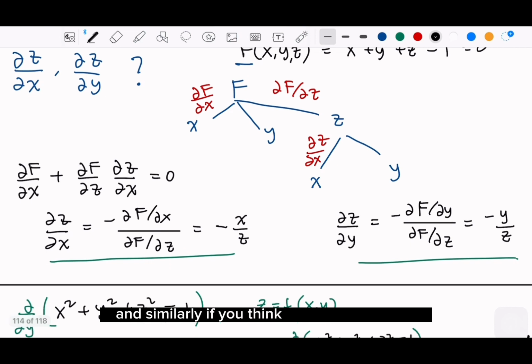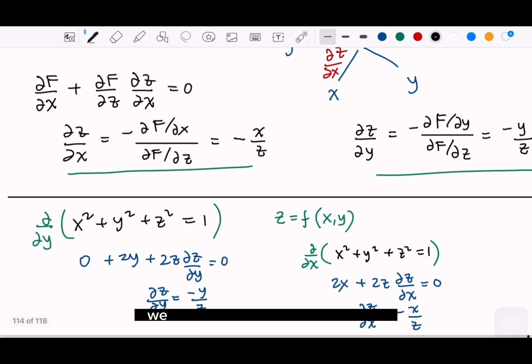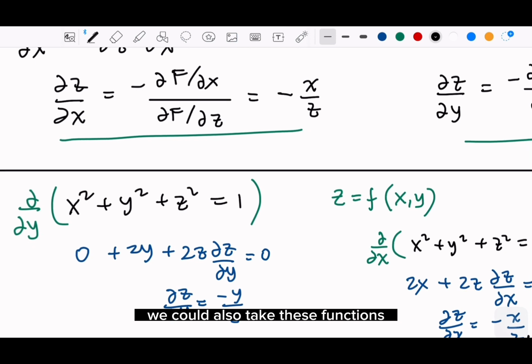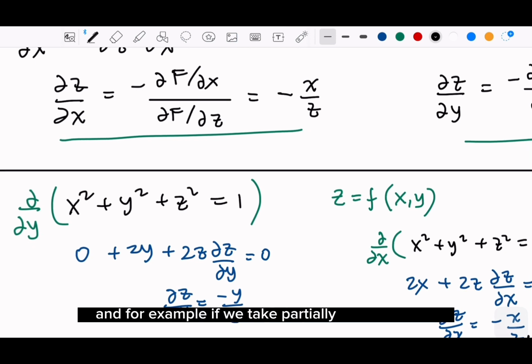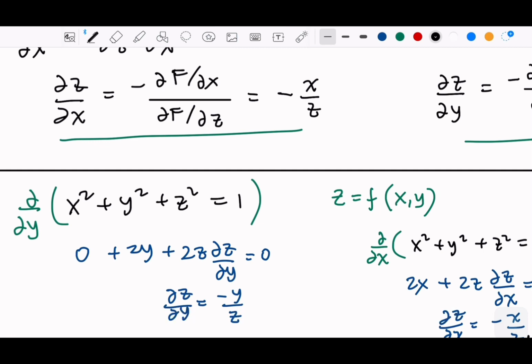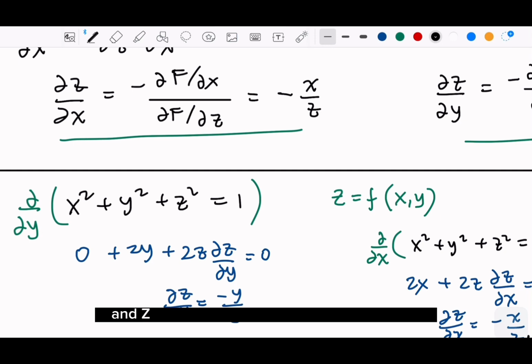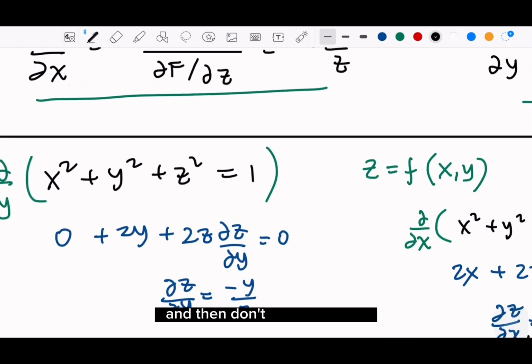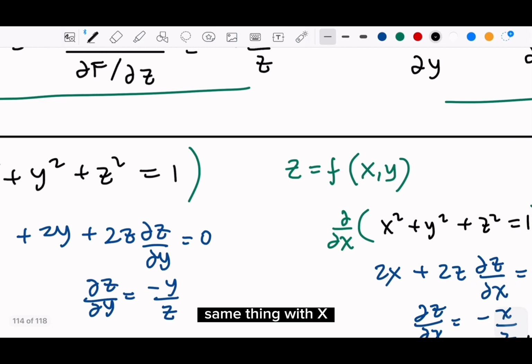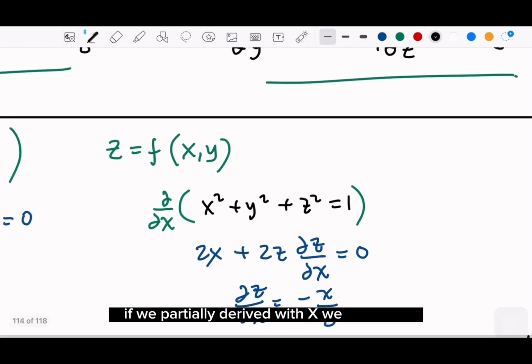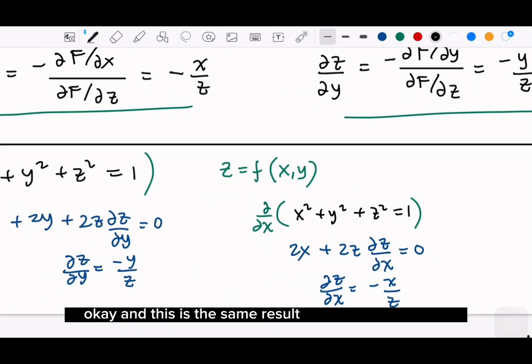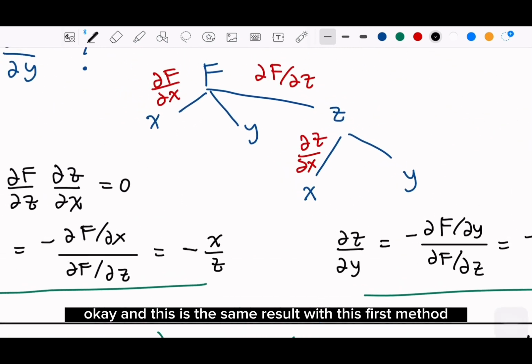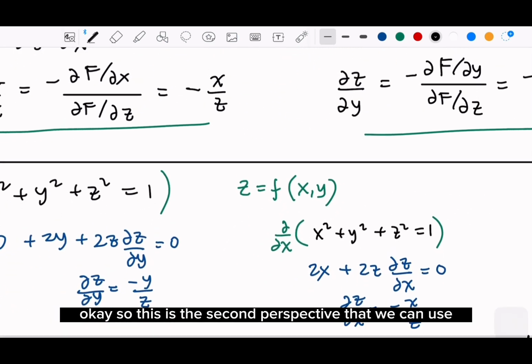Similarly, if you think like in calculus 1, we could also take these functions, and for example, if we take the partial derivative with y, it means that we treat x like a constant, y we treat as a usual variable, and z we treat with special treatment. For example, here y squared becomes 2y, and z squared becomes 2z, and then don't forget ∂z/∂y. Same thing with x. If we partially differentiate with x, we have this. This is the same result as the first method, so this is the second perspective that we can use.